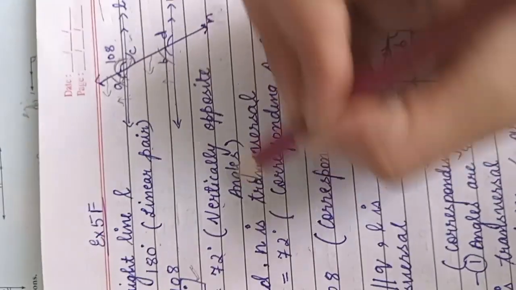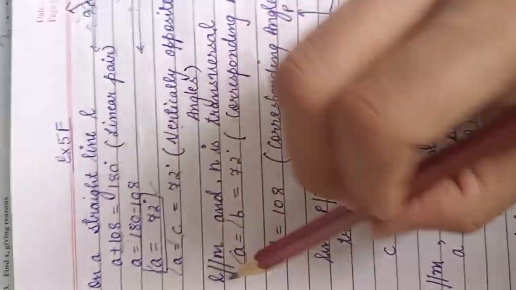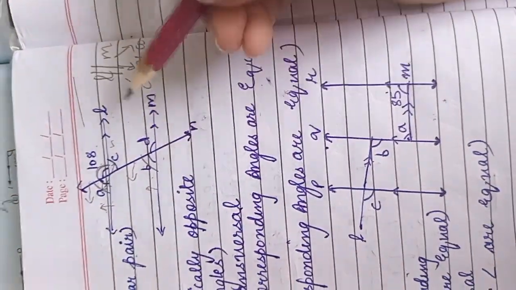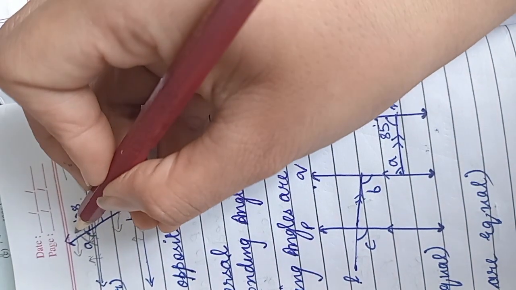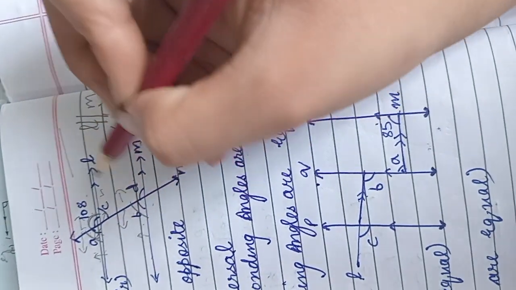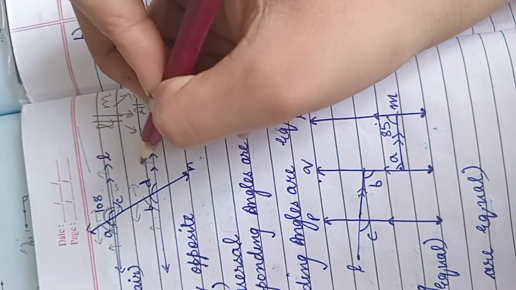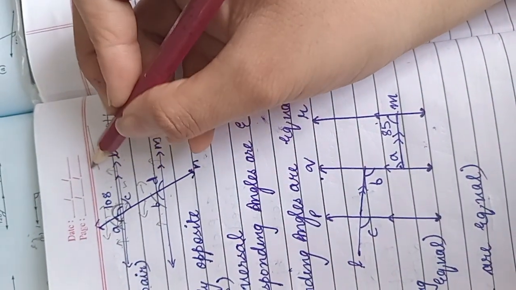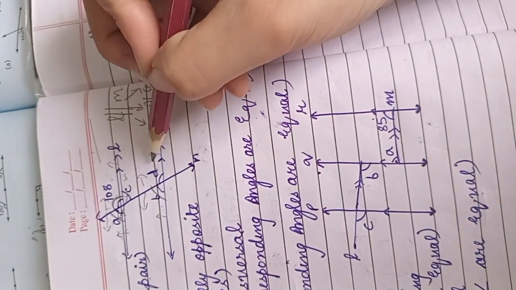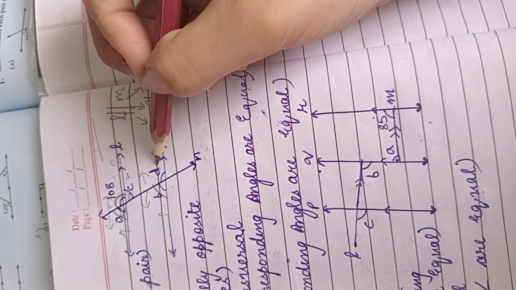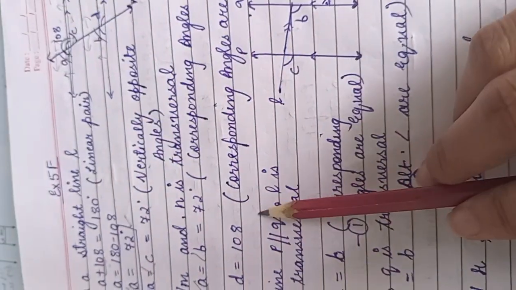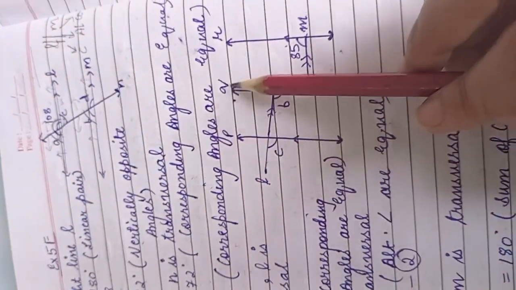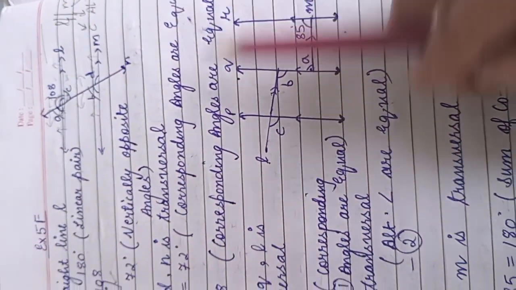Why? Vertically opposite angles are equal, correct? Then D is left. It's very easy. See, D can be related to 108. Why? It is on the right of the transversal. D is also on the right of the transversal, above the parallel line, and this is also above the parallel line on the same side of the transversal. Then they will form which angle? Exactly the same, corresponding angles. So we will write L is parallel to M and D is equal to 108 also. Why? Because corresponding angles are equal, correct?